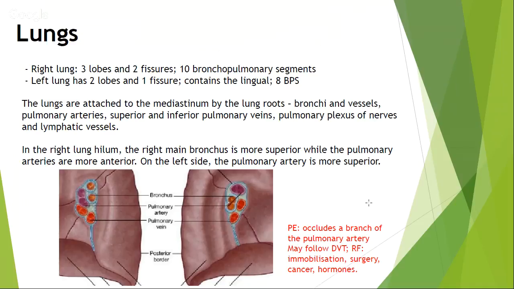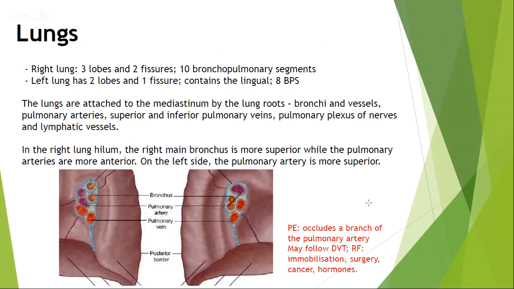The lungs are attached to the mediastinum by the lung roots, and that's the bronchi and vessels. The right lung is larger and heavier than the left, but it's also shorter and wider due to the placement of the liver.